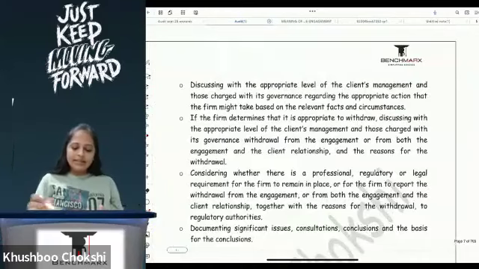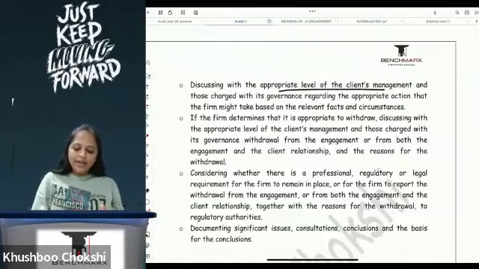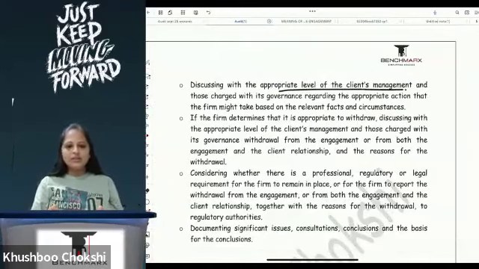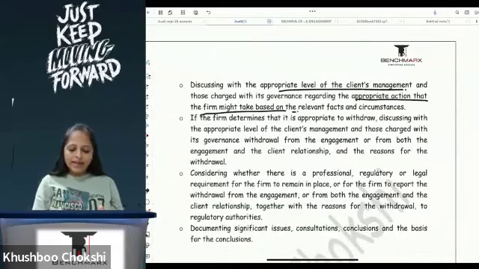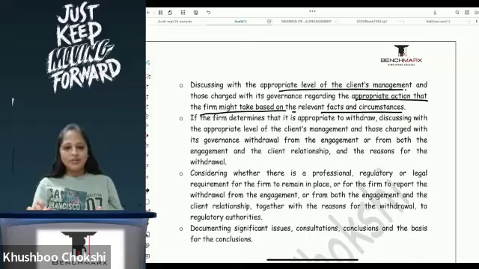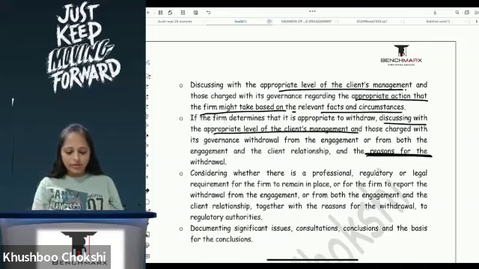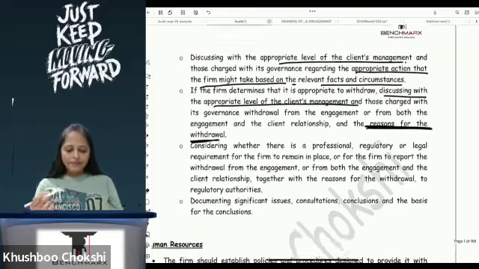It says to discuss with the appropriate level of the client's management and those charged with governance the appropriate action that the firm might take based on the relevant facts and circumstances. So we'll read all four. I'll tell you again. If the firm determines that it is appropriate to withdraw, discuss the same with the appropriate level of the client's management and those charged with governance, giving them the reasons for withdrawal. You have to tell them why you are withdrawing.